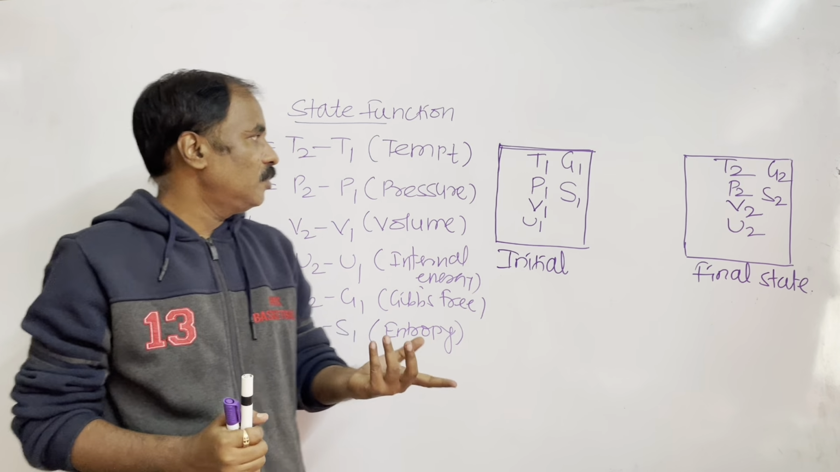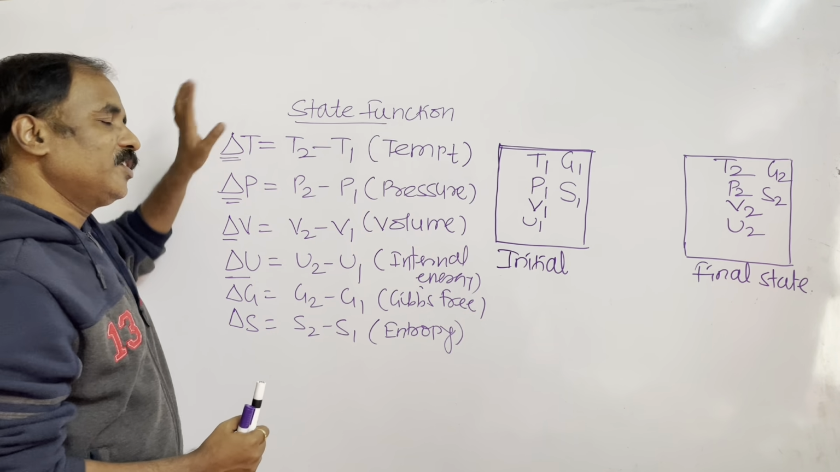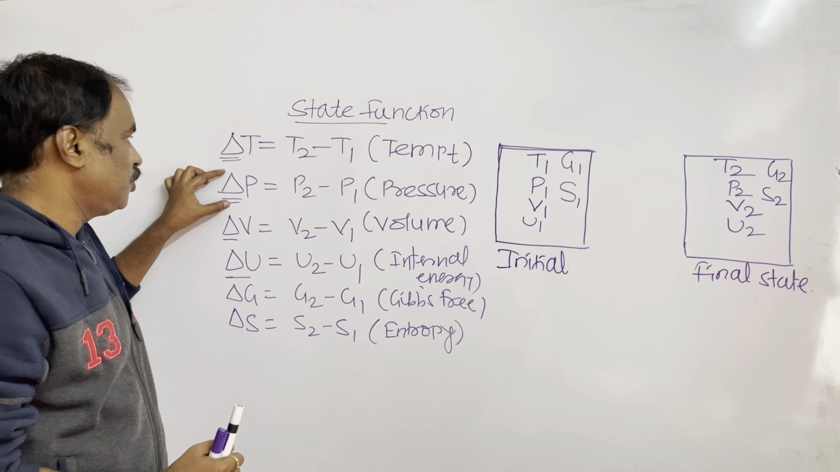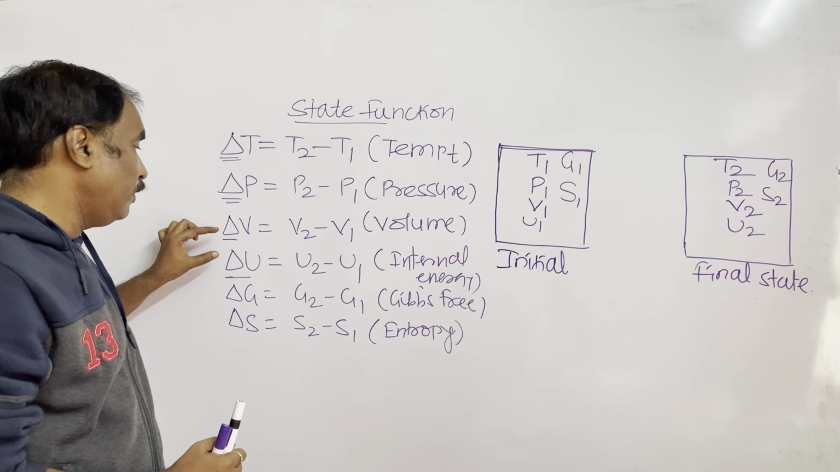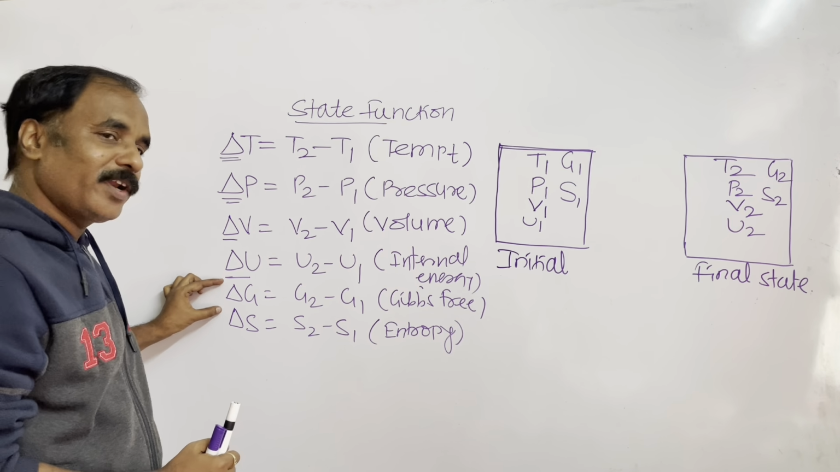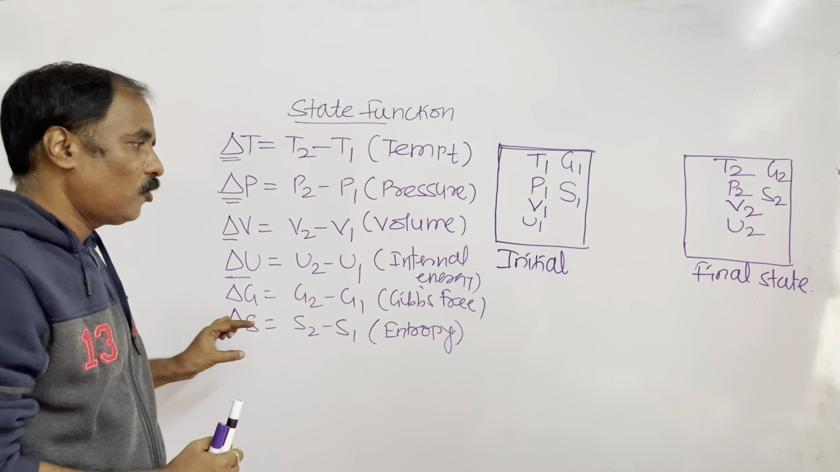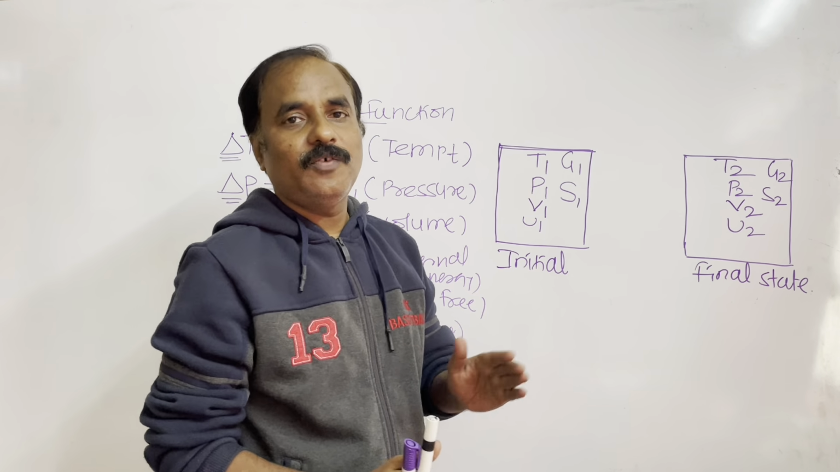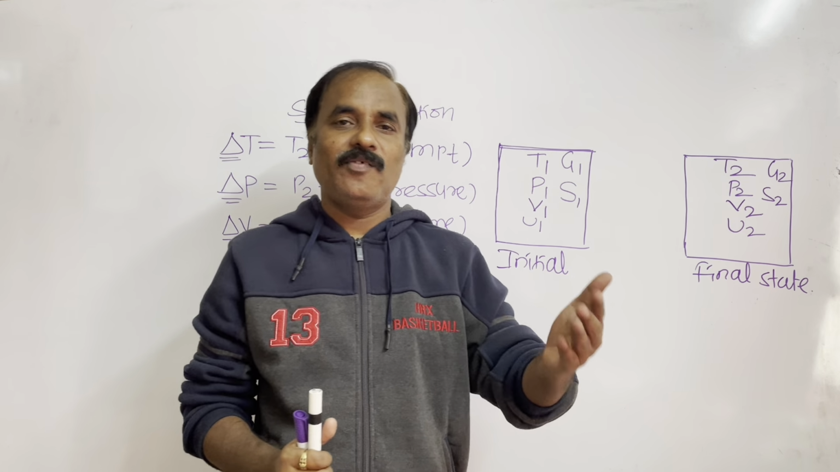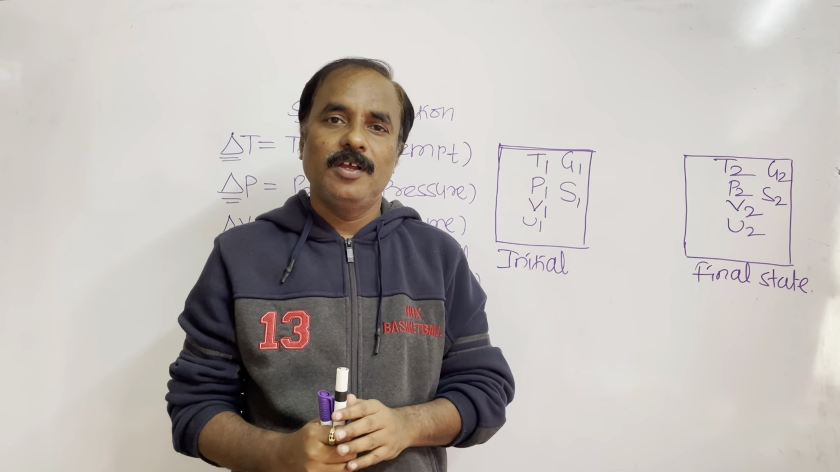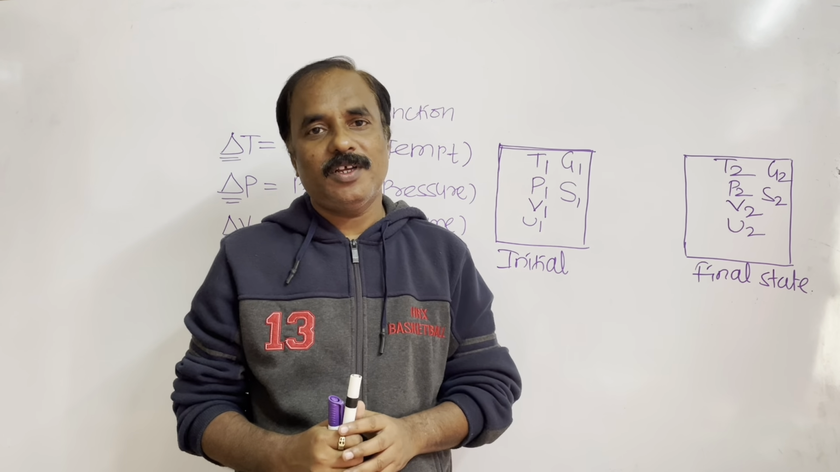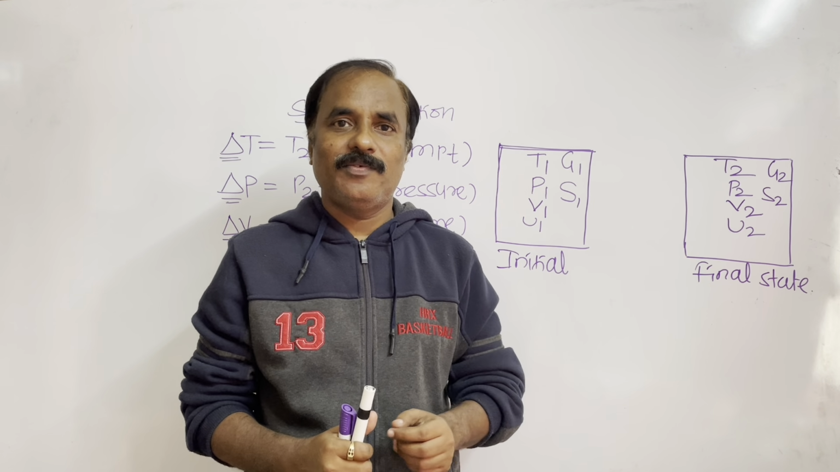So what is conclusion? Temperature is the state function, pressure is the state function, volume is the state function, internal energy is the state function, Gibbs free energy is the state function, entropy is state function, and a function which depends on only initial state and final state, उसके state पे depend होती है. So that function is said to be what? State function. Now what about path function?